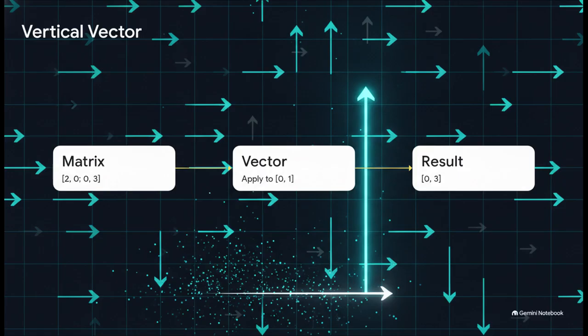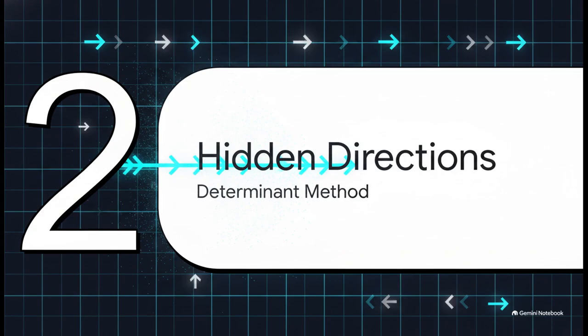Now, you might have noticed that diagonal matrices conveniently hide their eigenvalues right there on the main diagonal. It's a neat trick, but as you can probably guess, most matrices aren't nearly this polite. Usually, their eigenvectors point in really tilted, non-obvious directions. Which brings us to section 2, finding hidden directions, the determinant method. Let's look at how we actually track down these tilted directions.